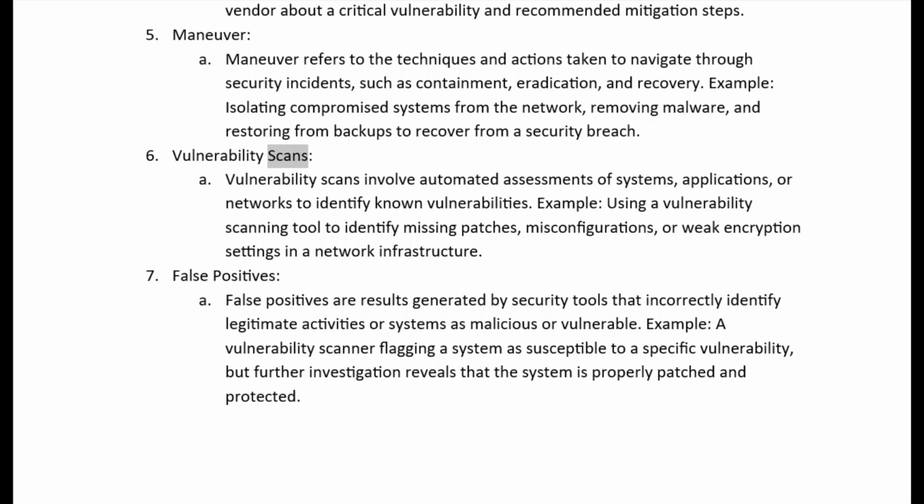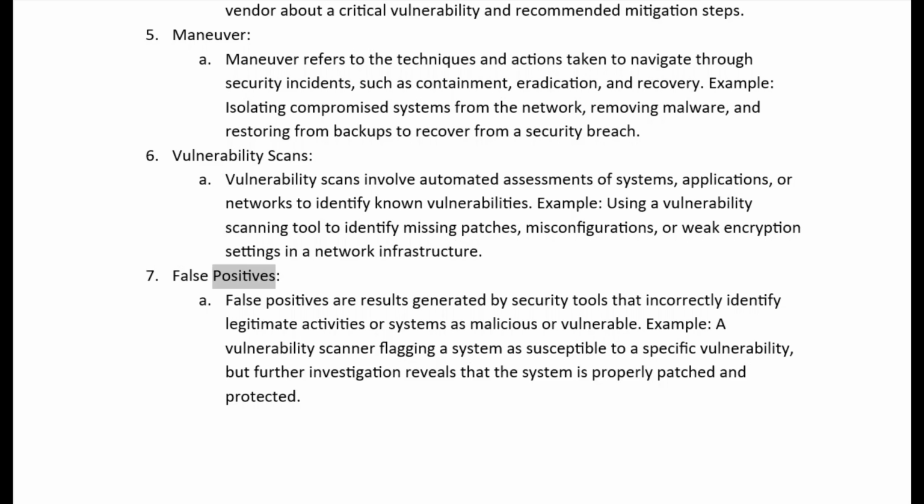Vulnerability scans. Vulnerability scans involve automated assessments of systems, applications, or networks to identify known vulnerabilities. Example: using a vulnerability scanning tool to identify missing patches, misconfigurations, or weak encryption settings in a network infrastructure.